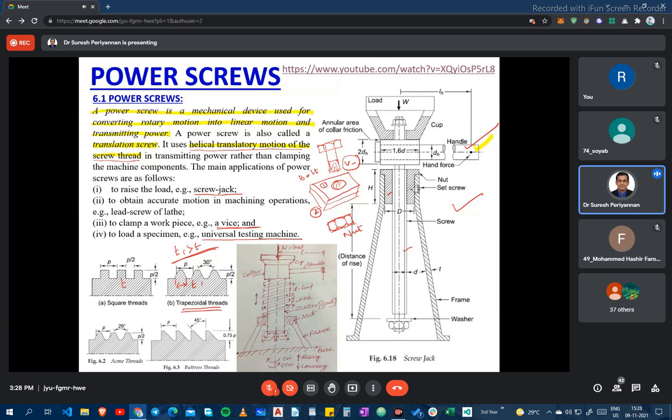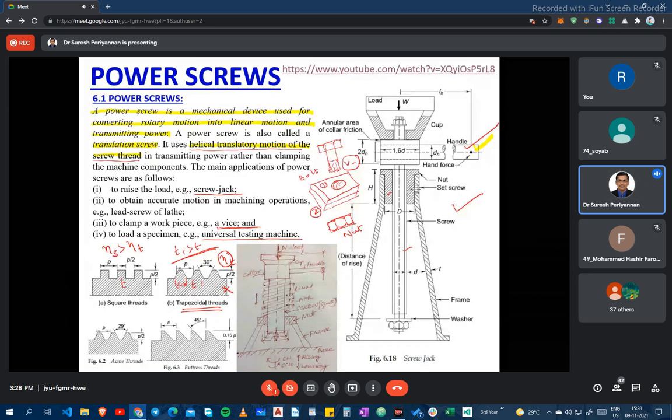A few points. The efficiency of the trapezoidal thread is less than the square thread. The efficiency of the square thread is greater than the efficiency of the trapezoidal thread. This is the disadvantage.